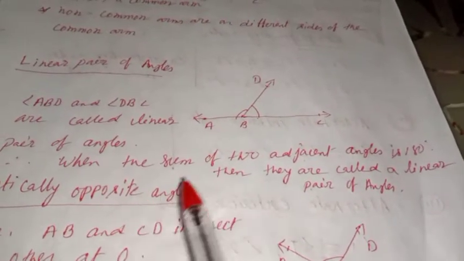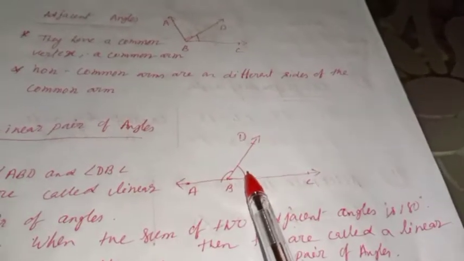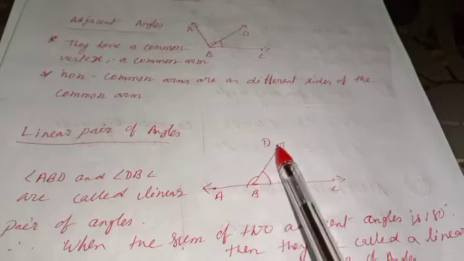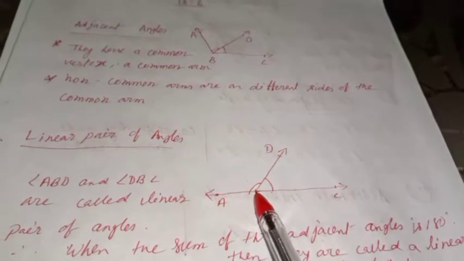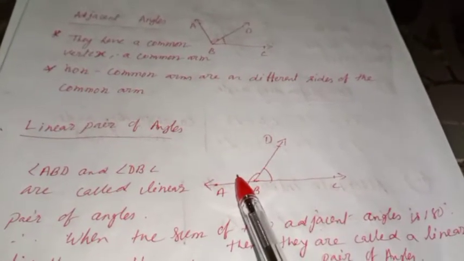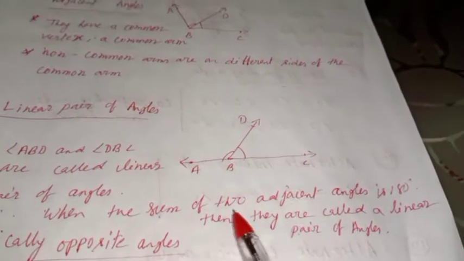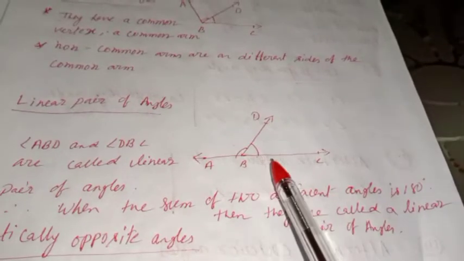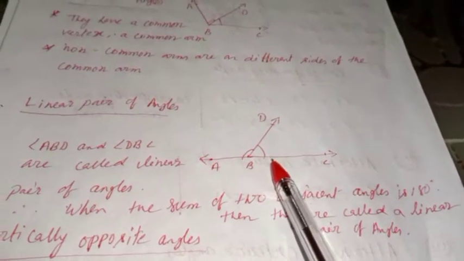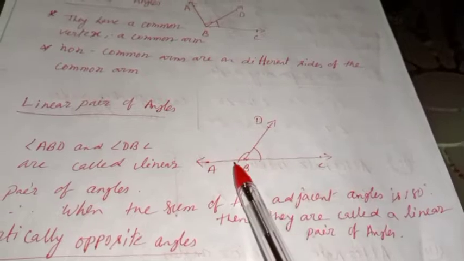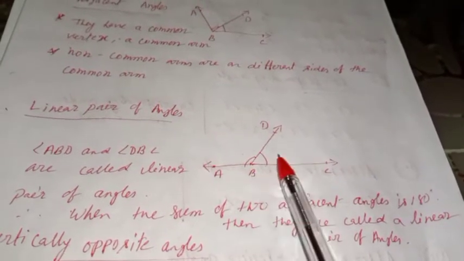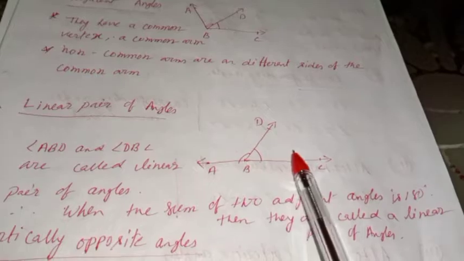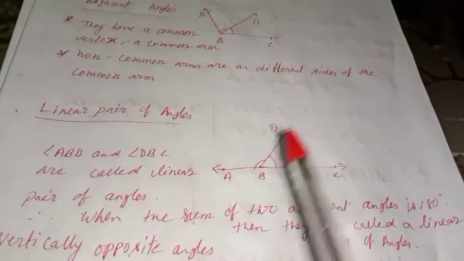These two angles are also adjacent because they have a common arm and a common vertex. Yes or no? So this is also an adjacent angle. But when the sum of two adjacent angles is 180, they are called a linear pair of angles. That means a linear pair has how many degrees? 180 degrees. Why is it 180 degrees? Because it becomes a straight angle. There are two angles, that is why it is called a linear pair of angles.